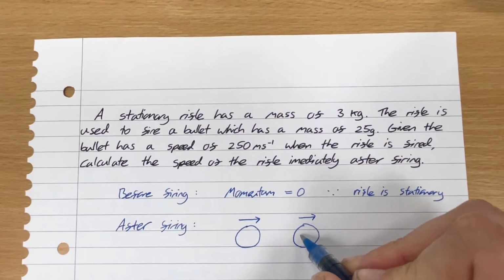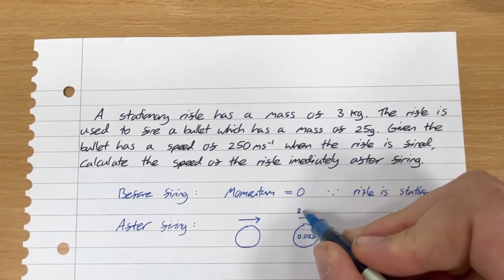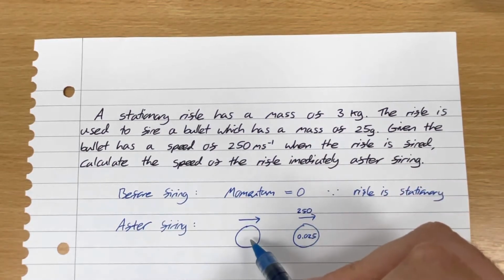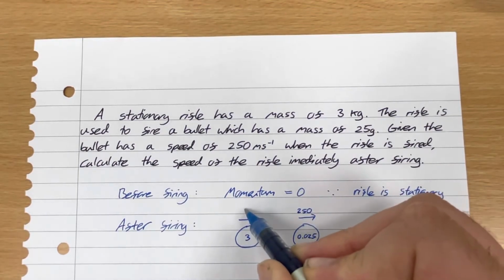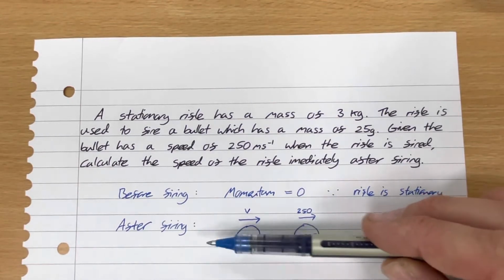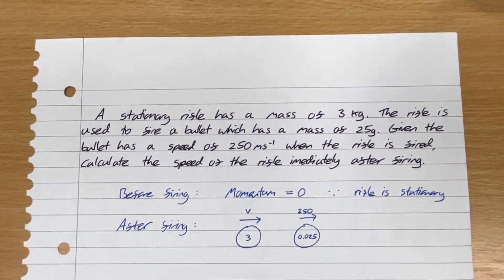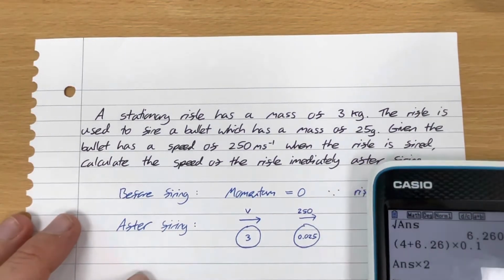So we know that this has a mass of 0.025 and it's got a velocity of 250. We know this has a mass of 3 and it's got an unknown velocity. Now what we can gather from this already is that because the total momentum must be 0, the velocity must be negative. It must be moving to the left to counteract the momentum of the bullet to the right. You get a bit of kickback from shooting a rifle because the bullet has a lot of momentum because of its vast velocity. It's got a small mass, but it's got a high velocity.